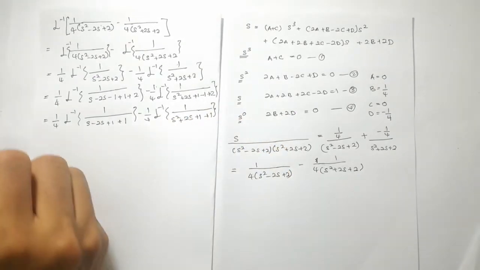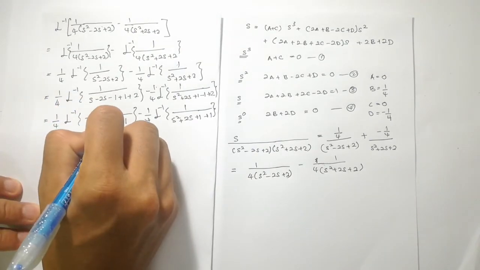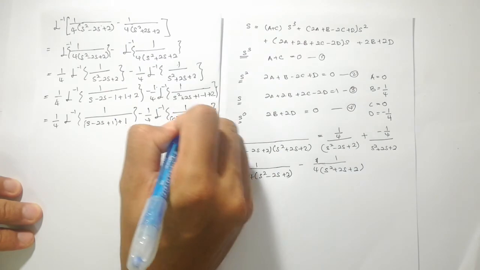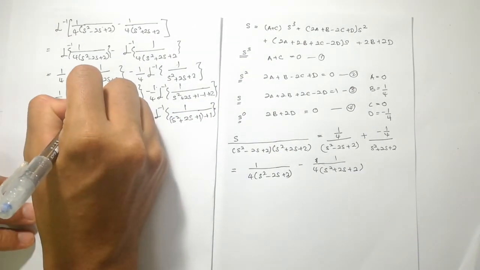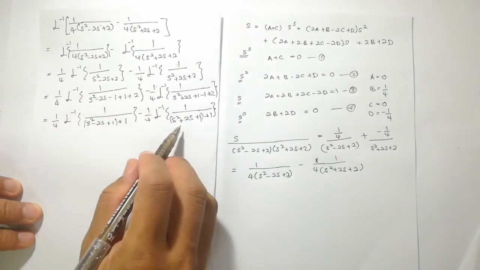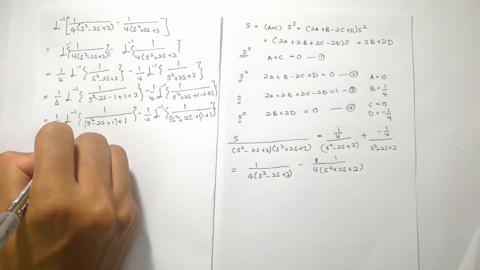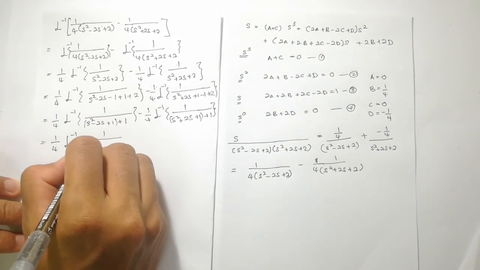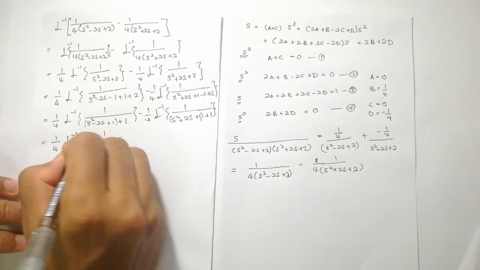Plus 1. So if you look over here, now we can factorize this. Oh, I think I forgot squared over here. So we factorize this so that we can simplify it. So negative 1, 1 over s minus 1 squared plus 1.